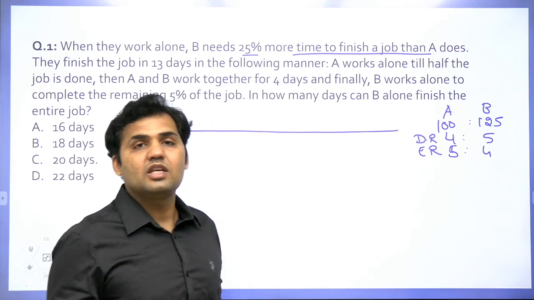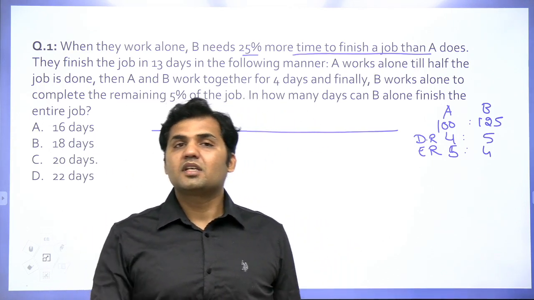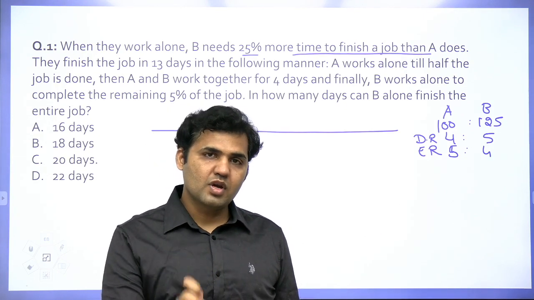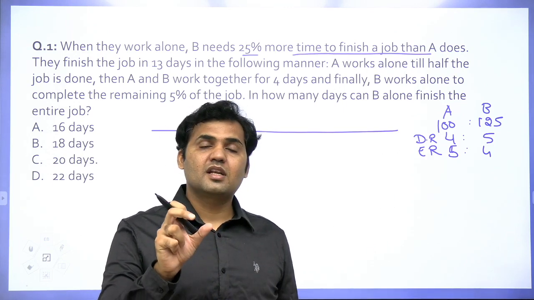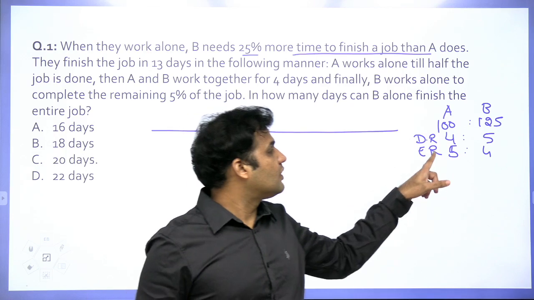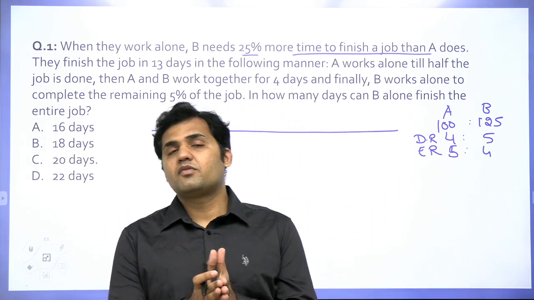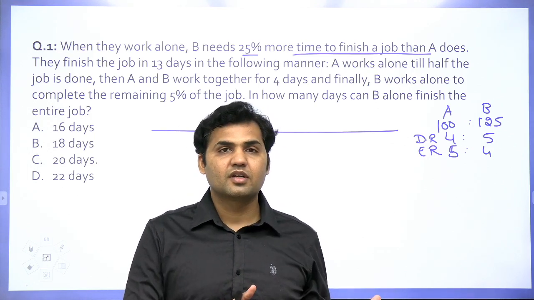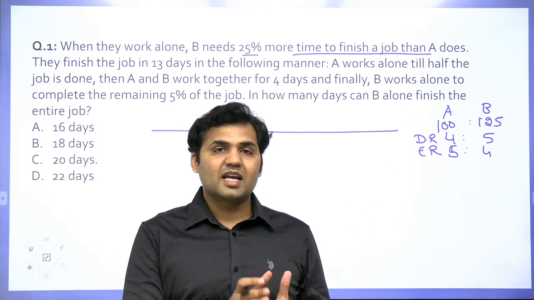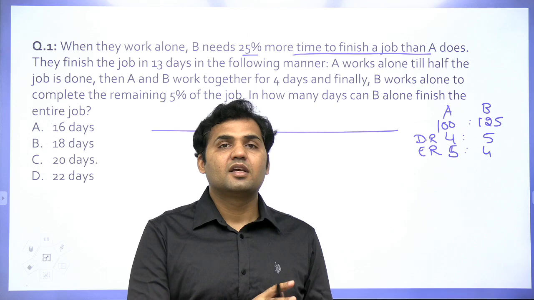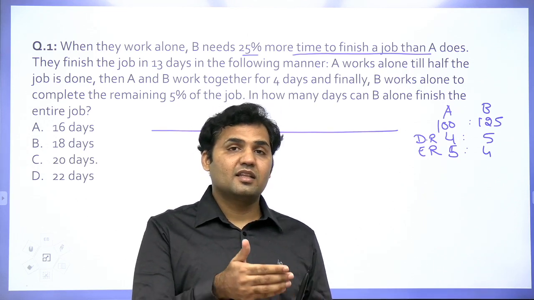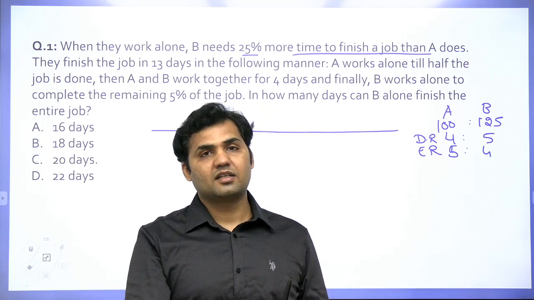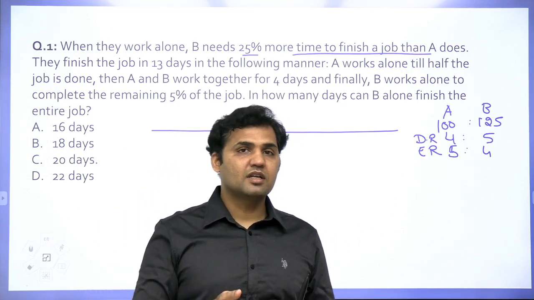The efficiency is inversely proportional to days. Someone who is taking less number of days to do the work will do more work in a day, right? For example, if you're preparing for CAT and you are taking 12 months to complete the syllabus of CAT, and I have another person who can do the complete syllabus in 6 months, that means the person doing the complete syllabus in 6 months is more efficient than you. That person is doing double the work that you are doing. That is the efficiency and days relation.